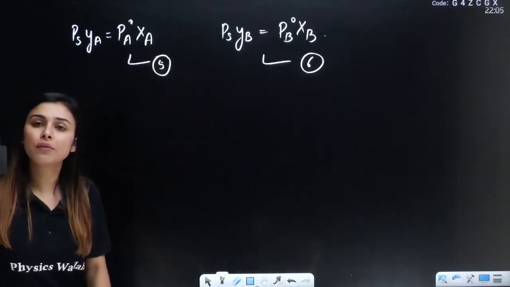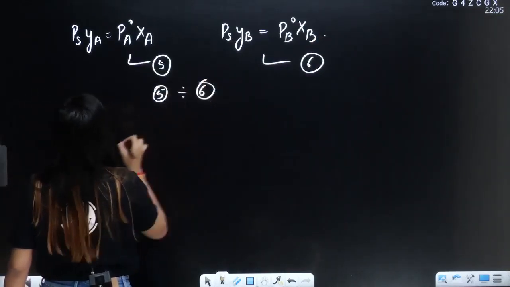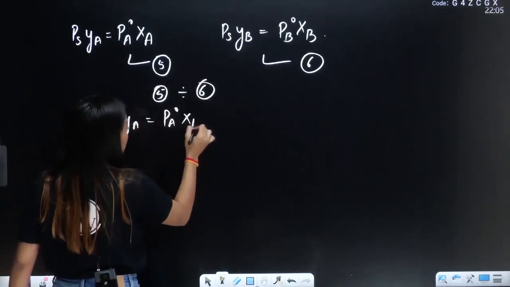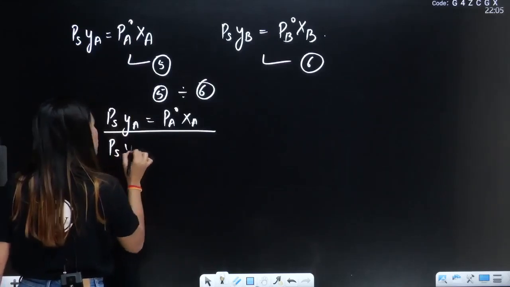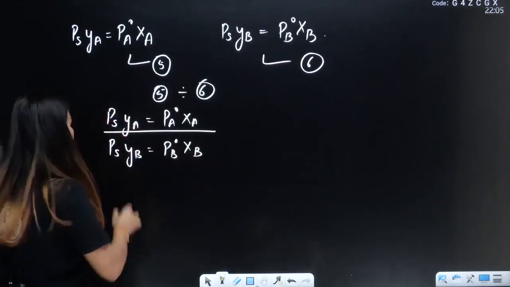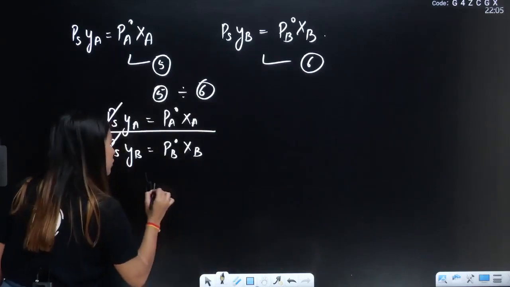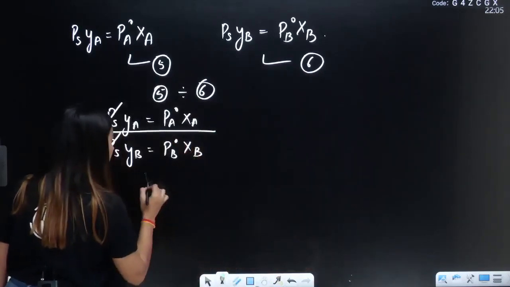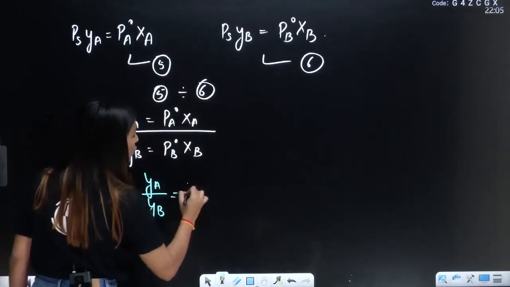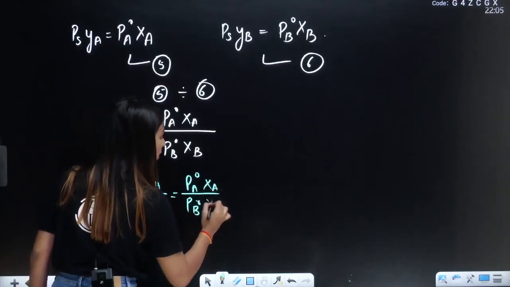Okay. So now what you have to do, just divide 5 by 6. Divide 5 by 6. What will you get? PS into Y of A is equal to PA naught XA upon PS into Y of B is equal to PB naught XB. Okay. So PS can be cancelled out by PS. So from here, you can say that Y of A upon Y of B is actually equal to PA naught upon PB naught into X of A upon X of B.